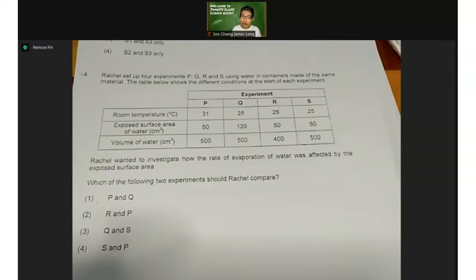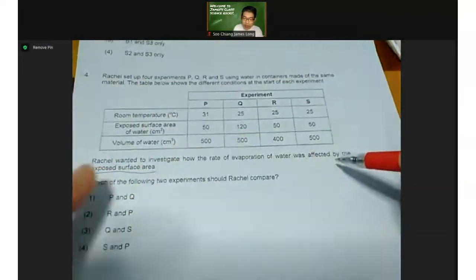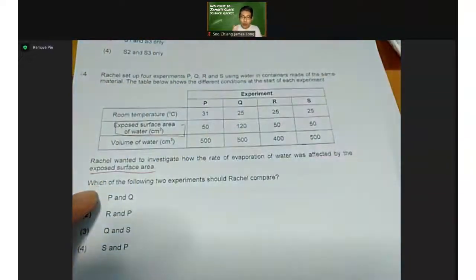Now, Rachel wanted to investigate how the rate of evaporation of water was affected by the exposed surface area. Alright, so therefore this is the change variable. So this must be different for the 2 setups that she chooses. So let's ignore everything else. Let's use this one idea. Exposed surface area must be different.